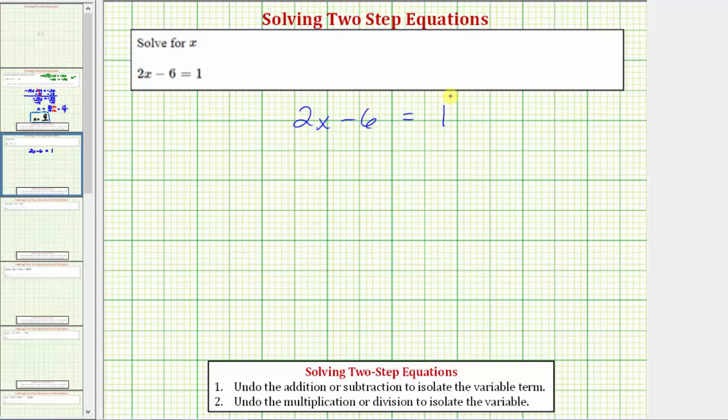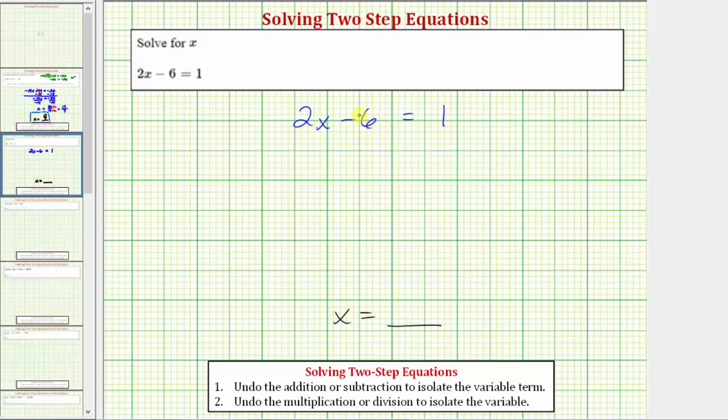In order to solve the equation for x, we need to isolate x on one side of the equation, and because the x term is on the left side of the equation, our solution will be in the form x equals some value, again, that makes the expression 2x minus 6 equal to positive 1.